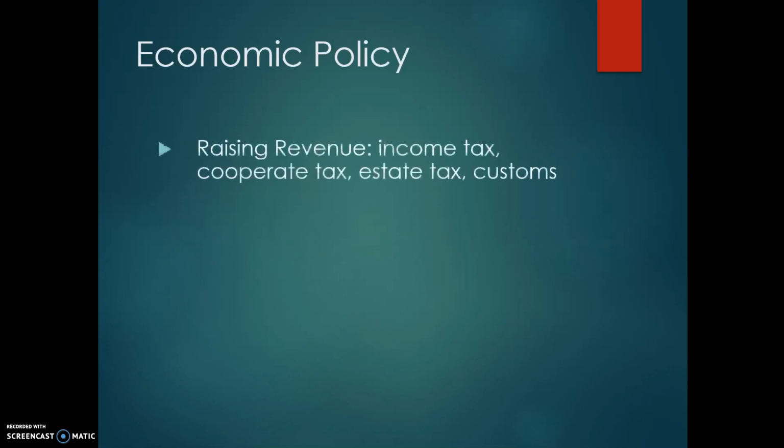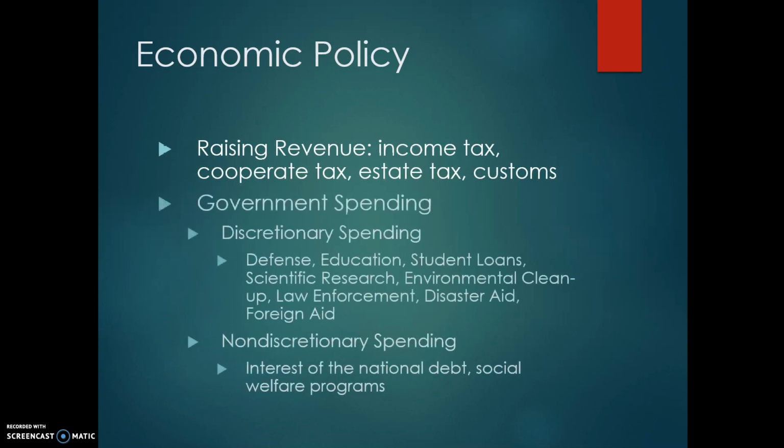Economic policy is where you're going to look at basically discretionary spending, which is money you spend on things that you see fit. So when the administration steps in, they can determine that they want to spend their money on defense, education, student loans. Remember that defense is the number one area of subject matter that receives the largest chunk of discretionary funds.